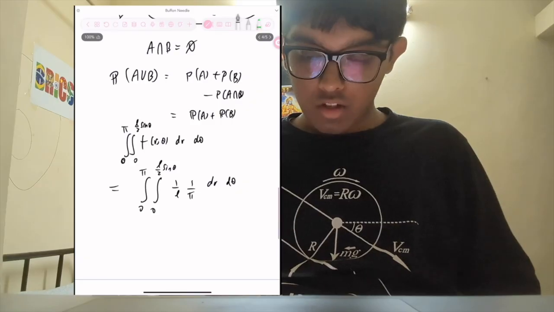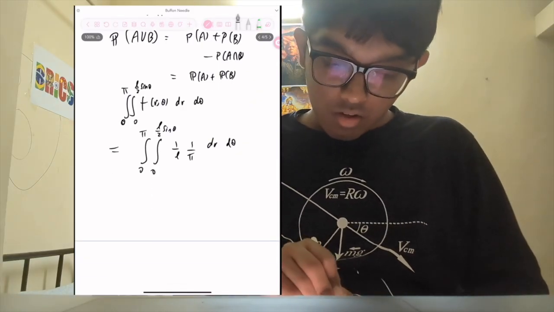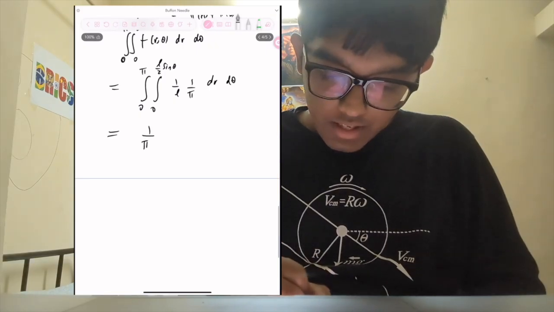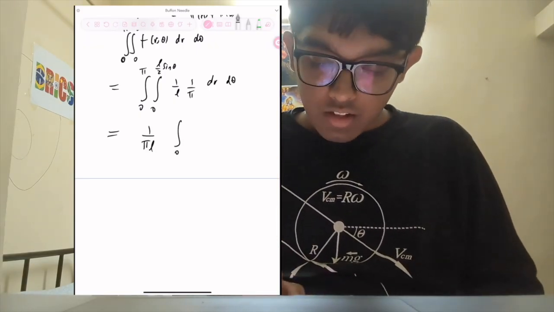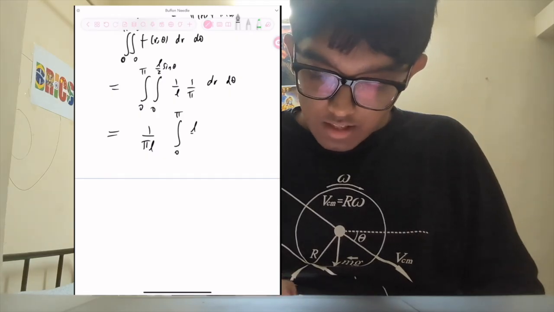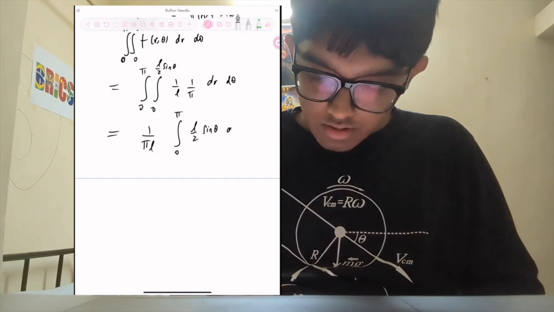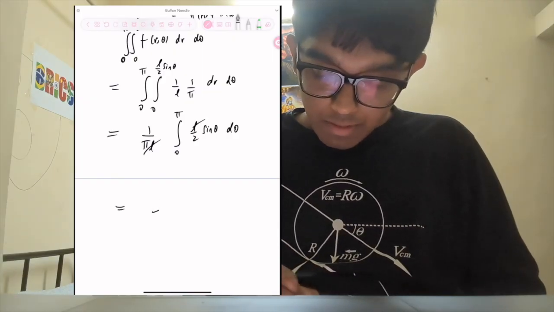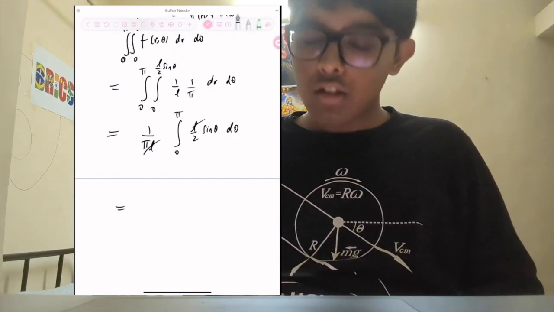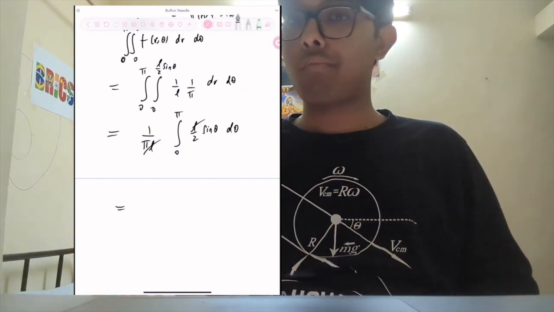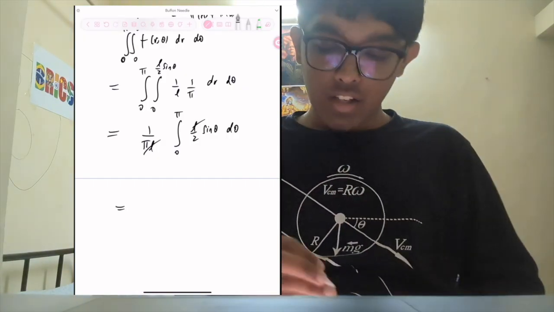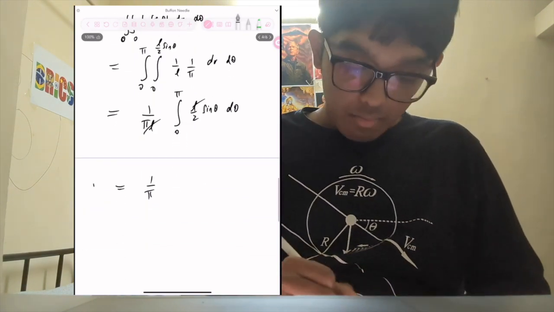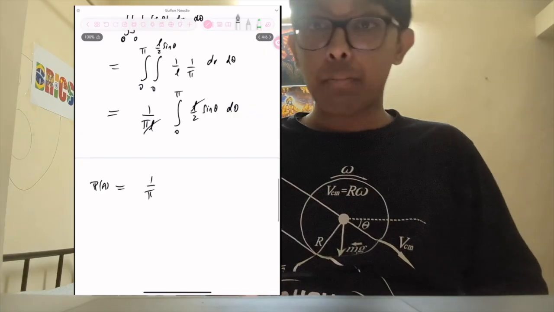Okay, so now what do we do? Well, now let's integrate. So we have 1 by pi L is constant, so we take that out. 0 to pi, and this is L by 2 sine theta d theta. So these L's can cancel out, and this would be pi, and now integral of sine theta by 2 from 0 to pi, we can easily calculate that is equal to 1. So we can take that this is equal to pi. So the probability of event A is equal to pi.